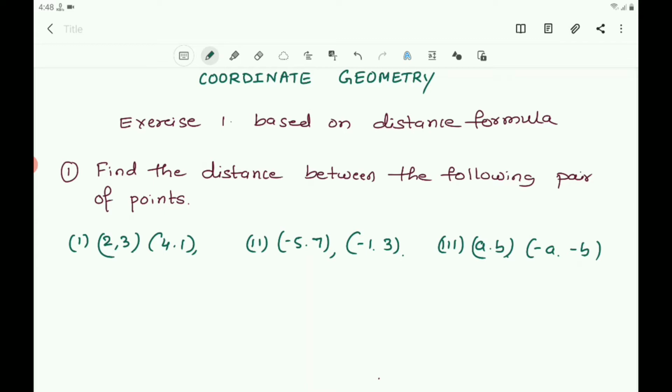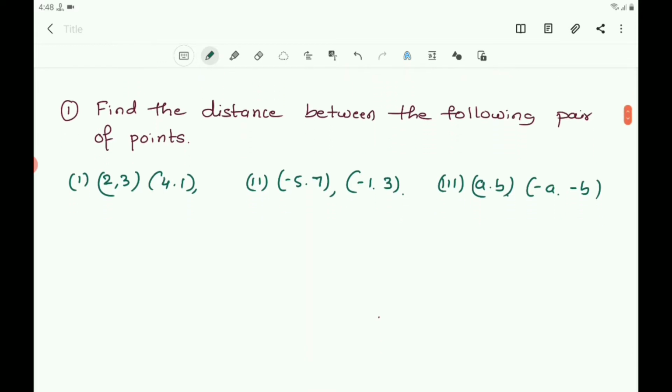First one is (2, 3), (4, 1). Second one is (-5, 7), (-1, 3). Third one, (a, b), (-a, -b). Now let us find the distance between the first pair of points. To take that one, let us consider the points are P and Q.